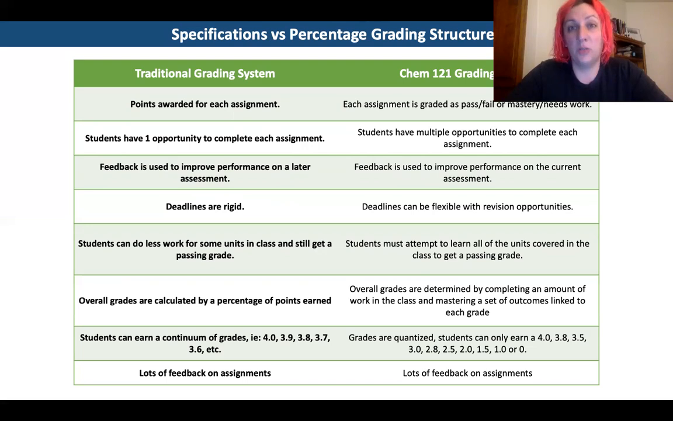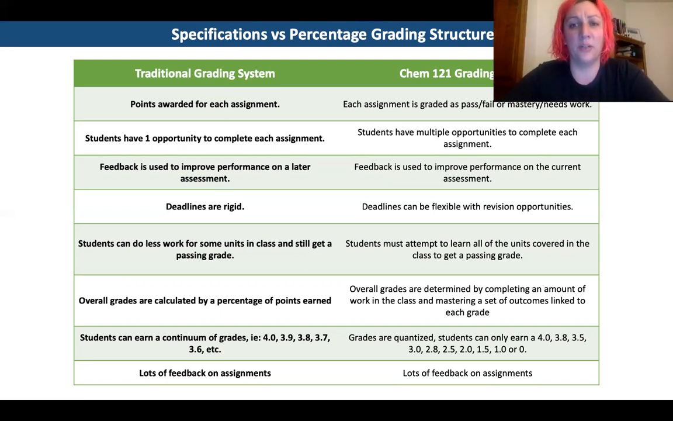Traditionally, students have one opportunity to complete each assignment, and with this system, you'll have multiple opportunities, so you can revise. Usually, feedback in a traditional system is used to improve your performance on a later assignment, like a final exam. That comes maybe months later after you learn the material, and then you have to go back and review it. This time, students are going to take feedback to improve their understanding in the moment on the current assessment. So it's getting feedback and then working to understand that material better, without having to wait till the end of the quarter to assess how well that understanding has been revised.